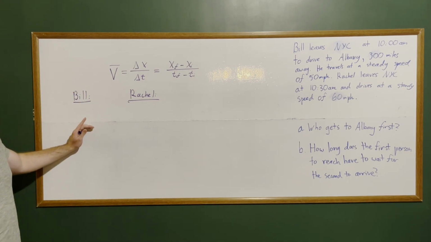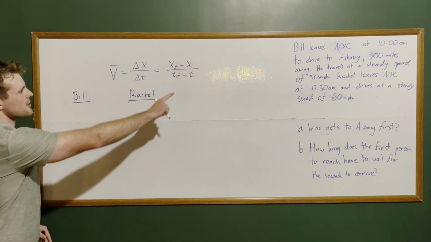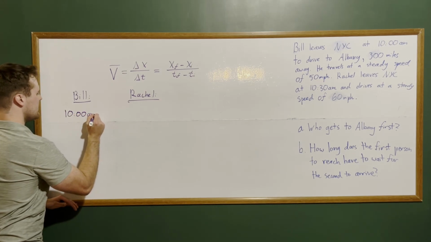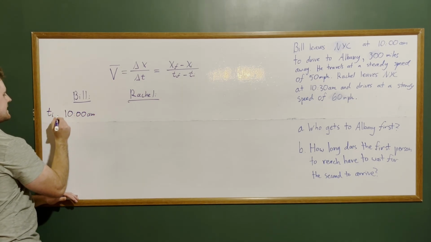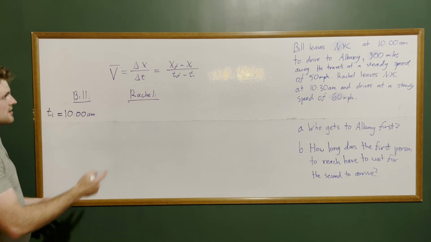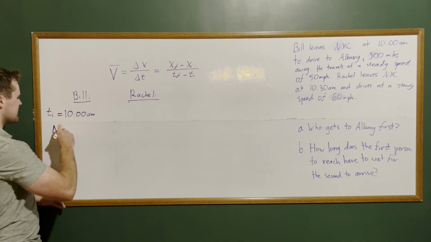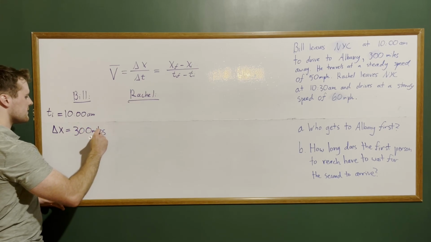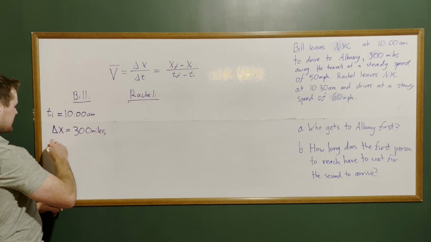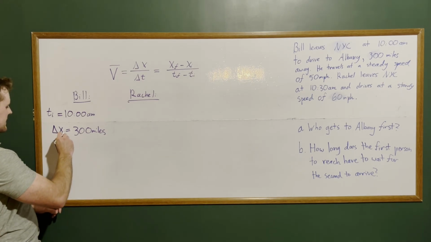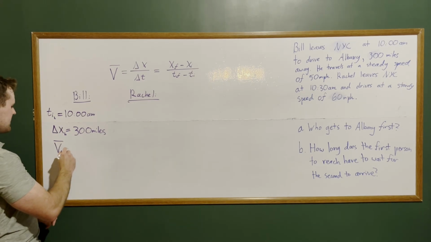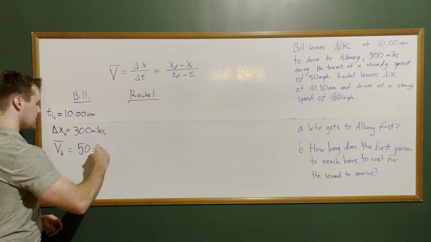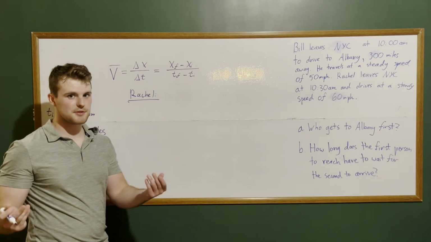So for Bill, we know that he leaves New York City at 10 a.m. So our initial time is 10 a.m., and of course that's t sub i. Our change in displacement, delta x, is 300 miles. And our average velocity for Bill, I'll say v sub b, with sub b for Bill for all these, equals 50 miles per hour.